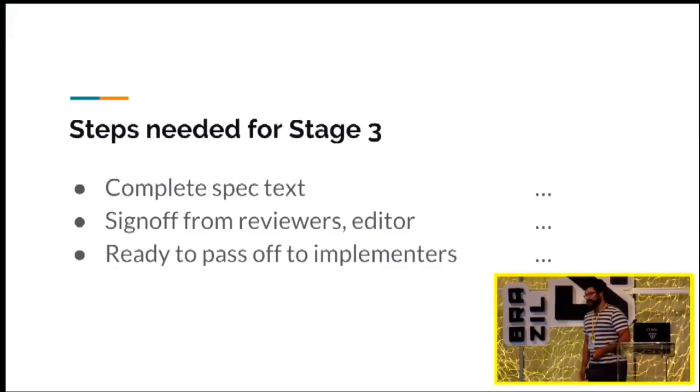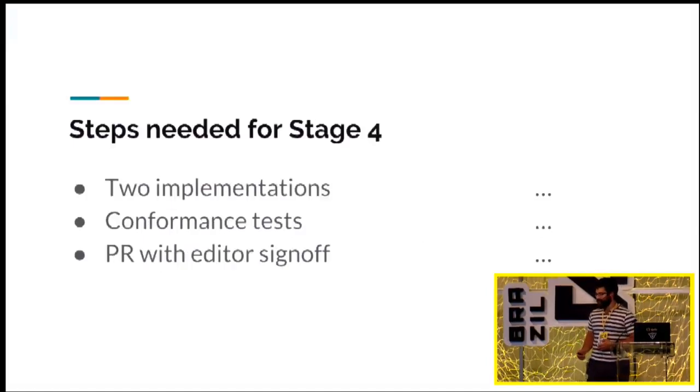So to get to stage 3, we'll need complete specification text, not just a first draft. We'll need a sign-off from both the editor of JavaScript, and we also appoint reviewers from within the committee to do a further sign-off. And then once we get there, we're ready to pass it off to implementers. And then for stage 4, we'll need 2 complete implementations, full tests, and we'll need this pull request prepared with a sign-off from the editor.